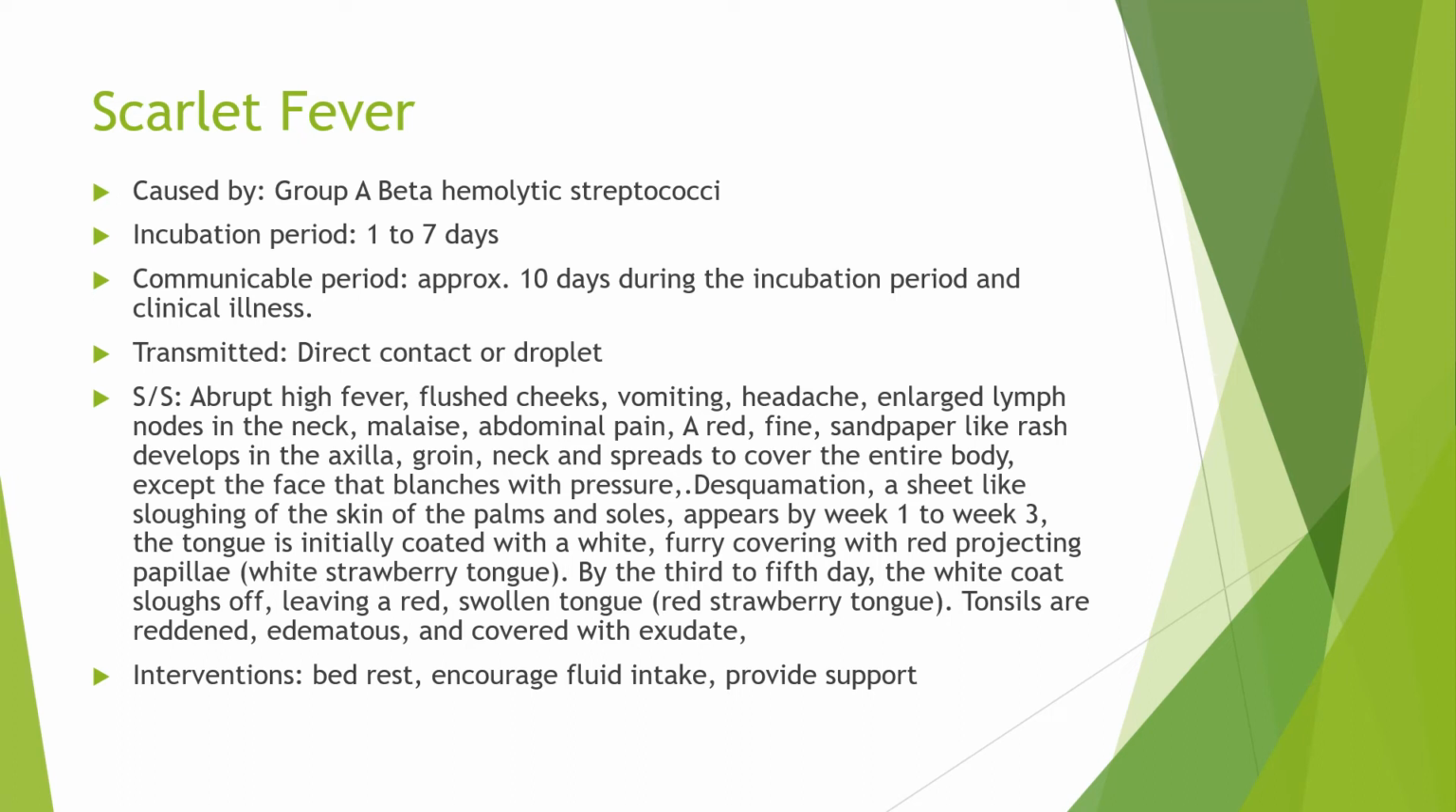Desquamation, a sheet-like sloughing of the skin on the palms and soles. So that's very classic for scarlet fever. A sheet-like sloughing of the skin, the palms and soles. Appears week 1 to week 3. The tongue is initially coated with a white, furry covering with red projecting papillae, and it's called a white strawberry tongue. By the 3rd to 5th day, the white coat sloughs off, and then it's a red swollen tongue, and then it's called a red strawberry tongue. Your tonsils are going to be reddened, edematous, and covered with exudate.